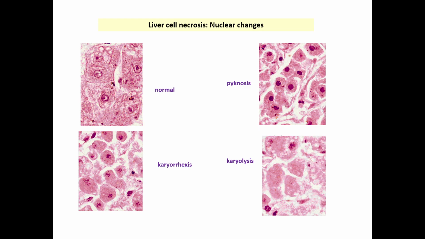Pyknosis, the cell contains condensed nuclei. The chromatin material is more condensed and appears as a dark dot. Karyolysis, which is fading of the nuclei, and most of the cells located in this section, the lower right section, are just containing the cytoplasm without the nuclei.